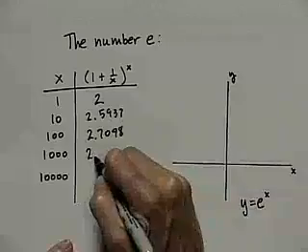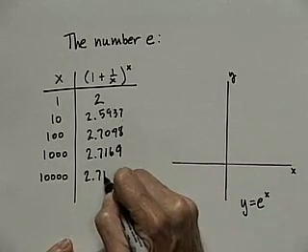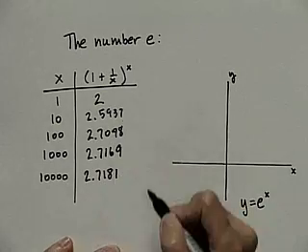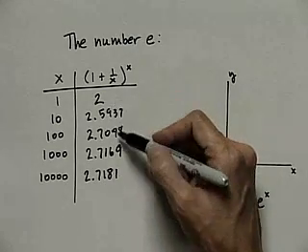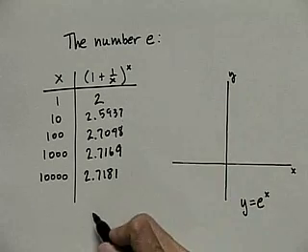Let's do one more calculation for x equal to 10,000. 1 plus 1 divided by 10,000, all to the 10,000 power, 2.7181. Well, let's write these numbers down. 2.7181. And in our table, the numbers here are approaching the value of the number e.